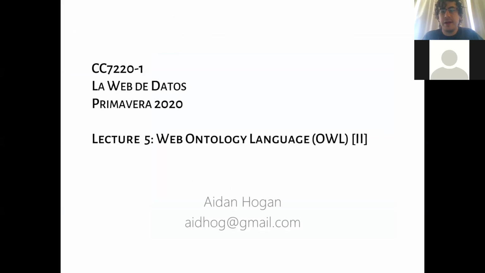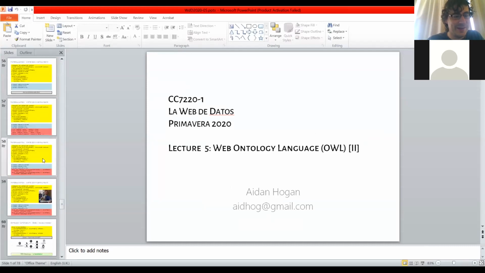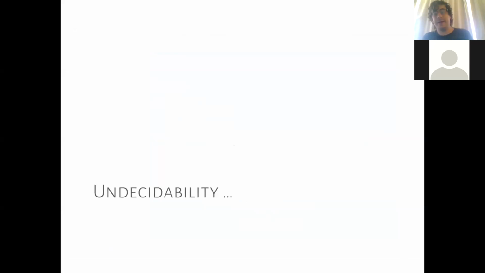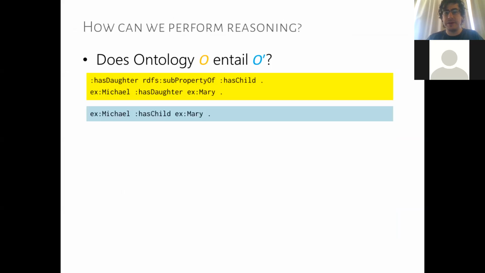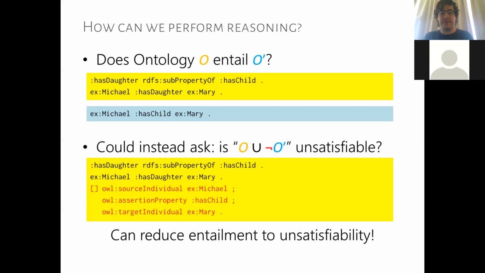So, I guess we shouldn't start at the start. Let's start where we were. So we were speaking about the issues of reasoning and some of the reasoning tasks that we can have. And we mentioned the fact that when we want to perform entailment, for example, we can reduce entailment to unsatisfiability. But that doesn't really solve the problem, because we still have to figure out how to implement satisfiability.